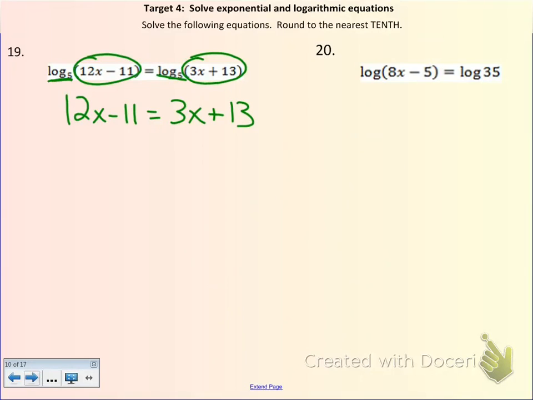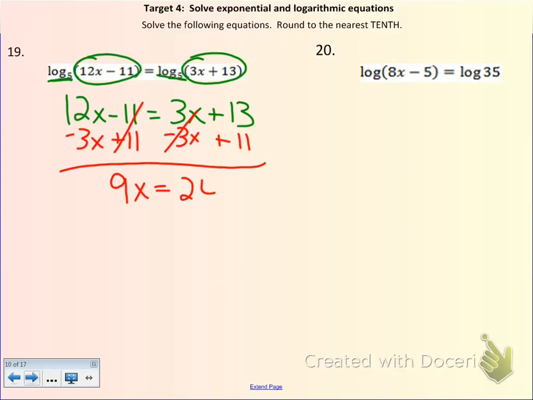So we're going to subtract 3x to both sides. Add 11 to both sides, and we end up with 9x equals 24. We divide both sides by 9, and rounding to the tenth place gives us the answer of 2.7. Okay, and then number 20.